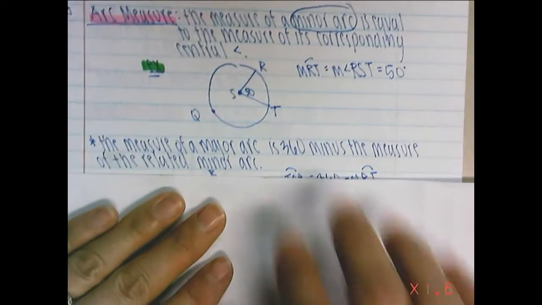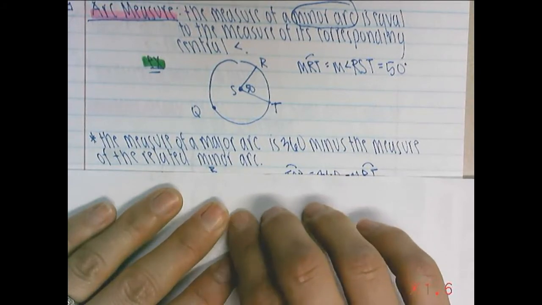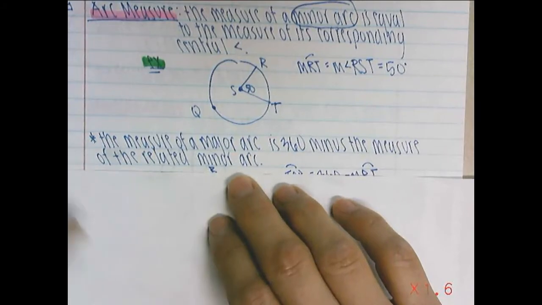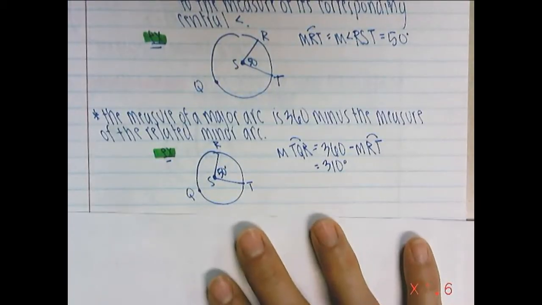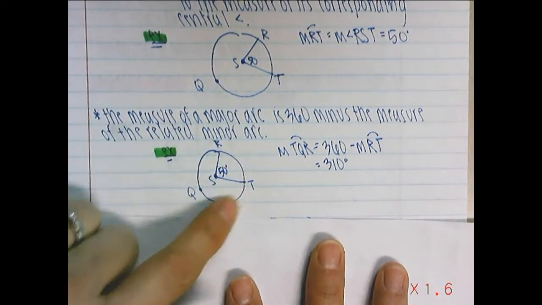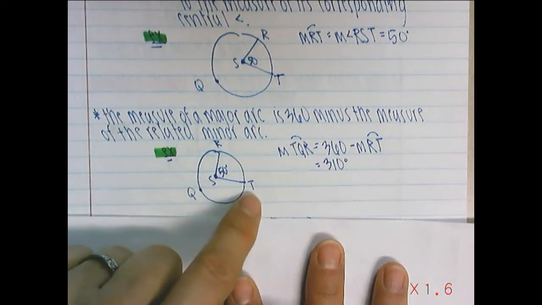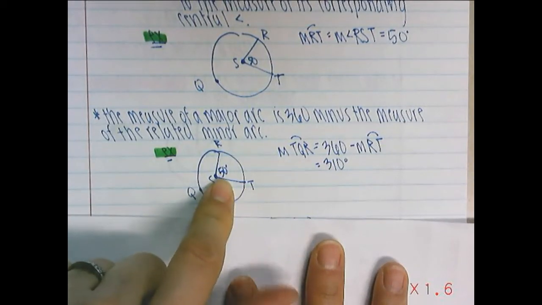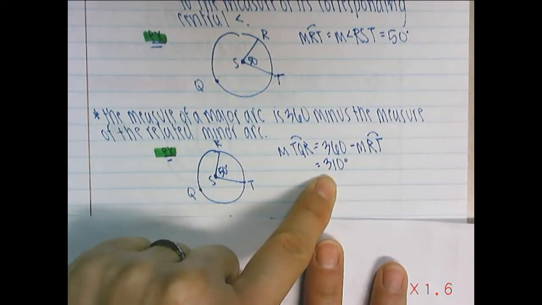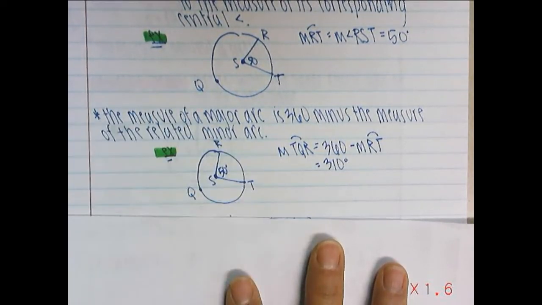In order to find the measure of a major arc, you're going to do 360 minus the related minor arc. So for example, for this major arc, say I wanted to find TQR. I would do 360, because that's the total amount of degrees in a circle, and I would subtract 50, the measure of arc RT. Well, 360 minus 50 would give me 310. So I know that this major arc, TQR, is 310 degrees.